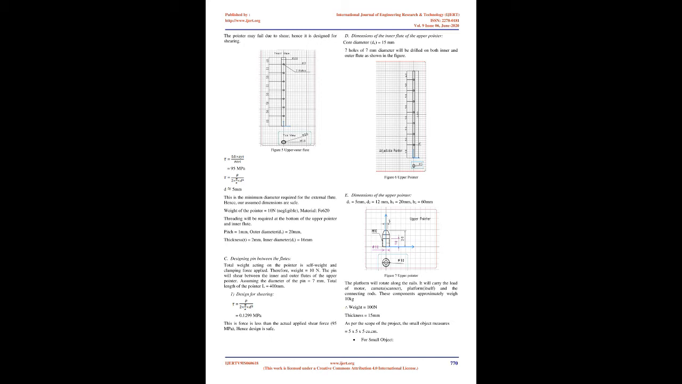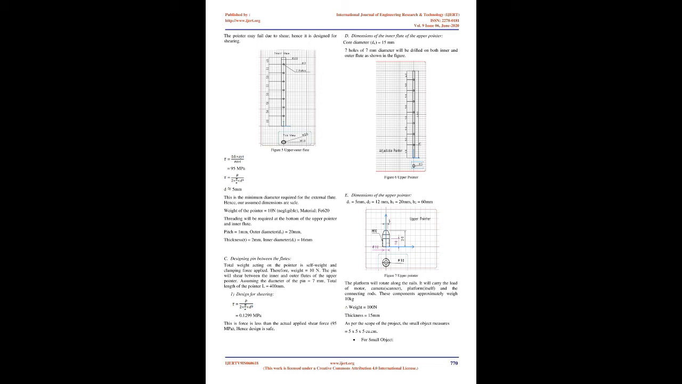Threading will be required at the bottom of the upper pointer and inner flute. Pitch equals 1 mm, outer diameter, do, equals 20 mm. Thickness, T, equals 2 mm, inner diameter, D, equals 16 mm. C. Designing the pin between the flutes. Total weight acting on the pointer is self-weight and clamping force applied. Therefore, weight equals 10 N.